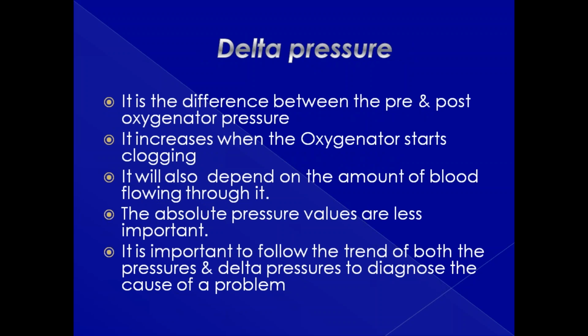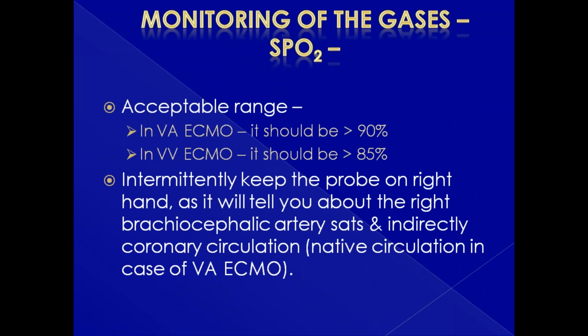It increases when the oxygenator starts clogging, and it also depends on the amount of blood flowing through the oxygenator. So the absolute values are less important, but it is the trend between pre and post oxygenator pressure that is important.